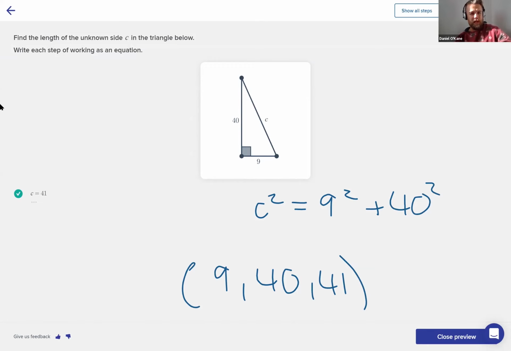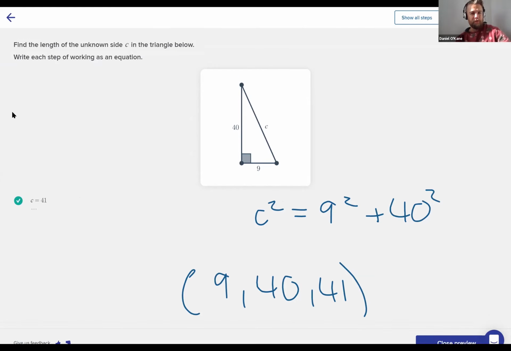Yep, so just looking at the chat box, sorry, I didn't really give everyone time to solve that. Yeah, everyone was getting the answer there, 41. So maybe you worked that out yourself, or maybe you remembered from my slides that 9, 40, and 41 was a Pythagorean triple. Okay, great. Let's go to the next question.